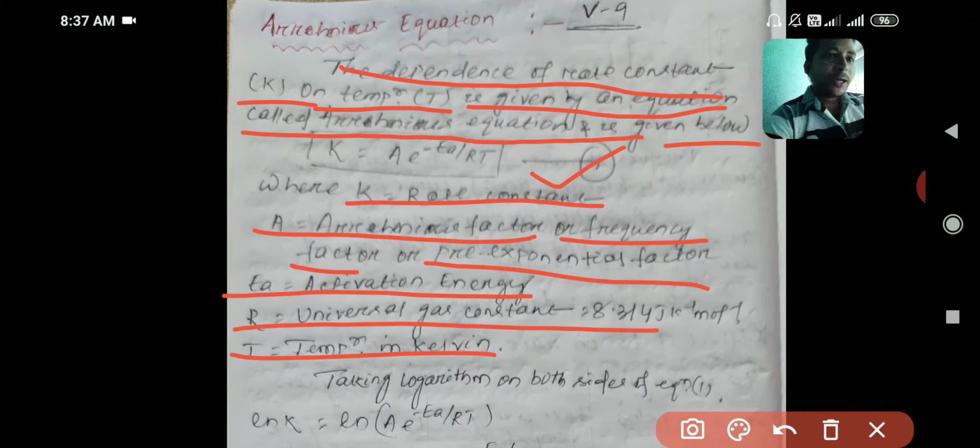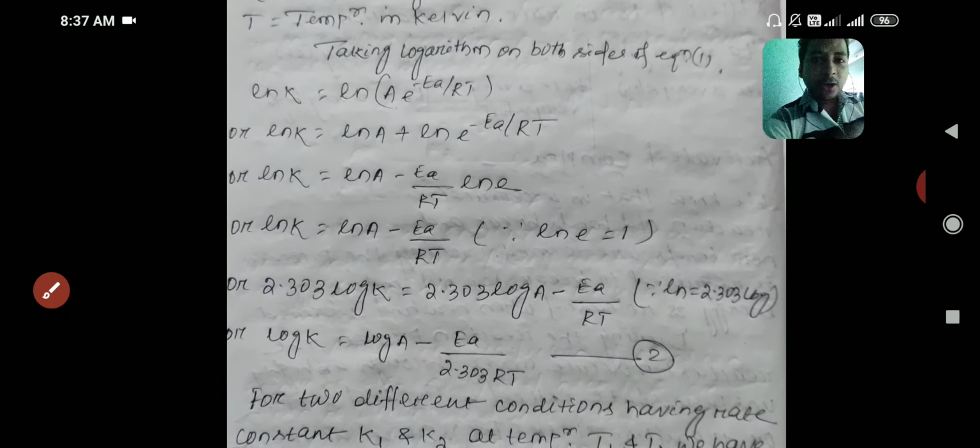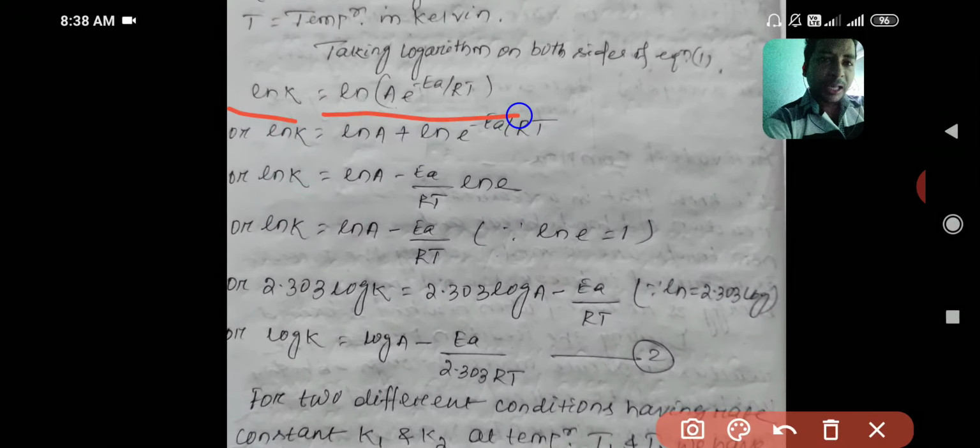Now let us derive the overall equation, the Arrhenius equation, step by step. Taking logarithm on both sides of equation 1, that means K is equal to A e to the power minus EA by RT, we can have ln K, natural logarithm, ln K is equal to ln of A e to the power minus EA by RT. We can write it as ln xy, which can be written as ln x plus ln y.